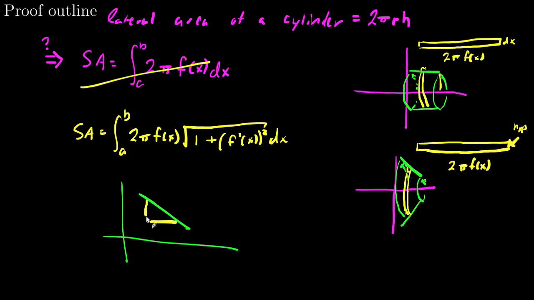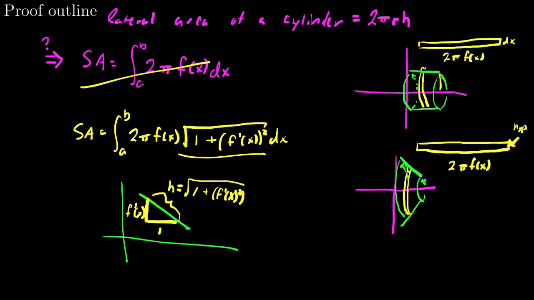If I make a right triangle and have this be 1, then this difference here will be f prime of x, and this length here, the hypotenuse, is going to equal the square root of 1 squared, which is 1, plus f prime of x squared. So that's why we have this extra term in here. The rest just comes from sort of a cylinder.